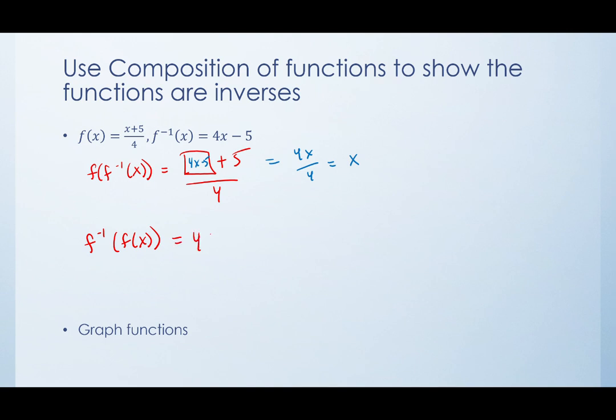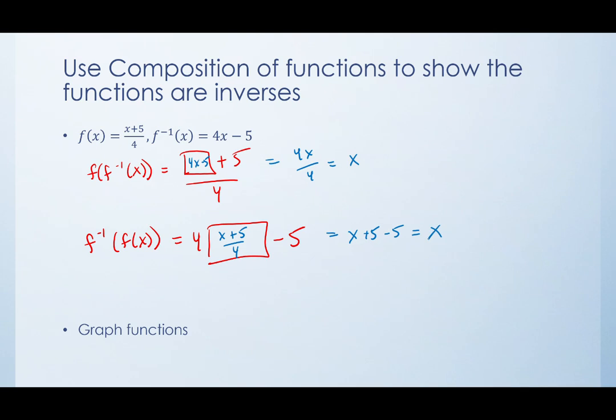we're going to have 4 times whatever, 4x minus 5. What's going in the box? It's the input, f of x. And when we simplify this, the 4's are going to cancel. I'm going to get x plus 5 minus 5, which is, of course, x.